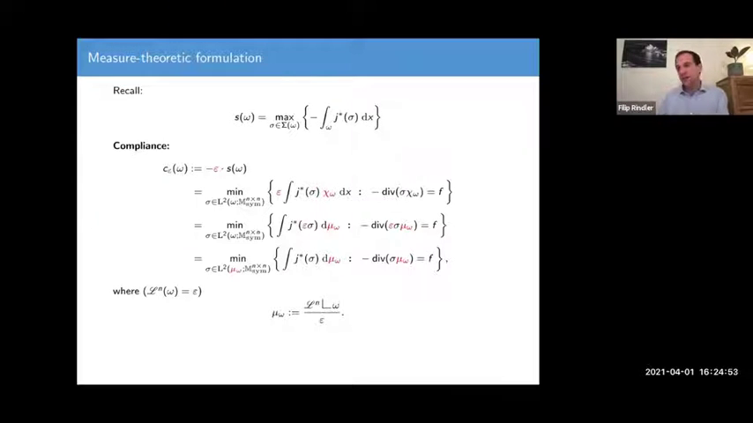So let's reformulate this in a measure theoretic version. And then with the measure theoretic version, we can actually explain more what we want in the limit. So remember, the compliance was defined as this minus epsilon times the stiffness.